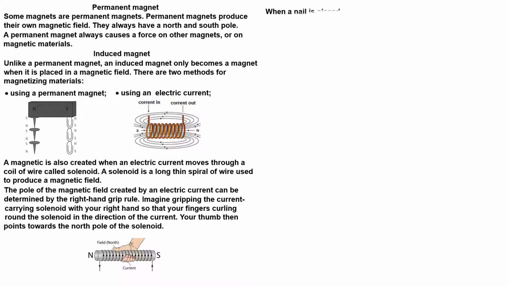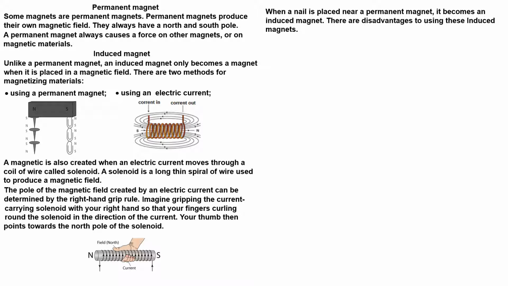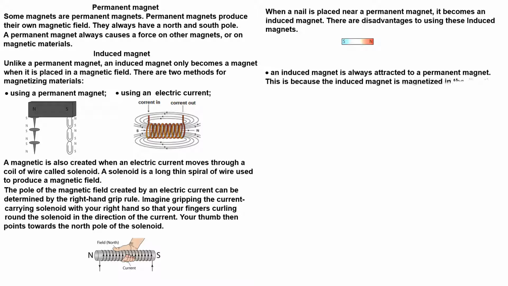When a nail is placed near a permanent magnet, it becomes an induced magnet. There are disadvantages to using these induced magnets. An induced magnet is always attracted to a permanent magnet. This is because the induced magnet is magnetized in the direction of the permanent magnet field. Look at the diagram.